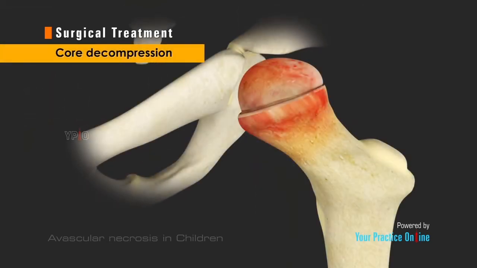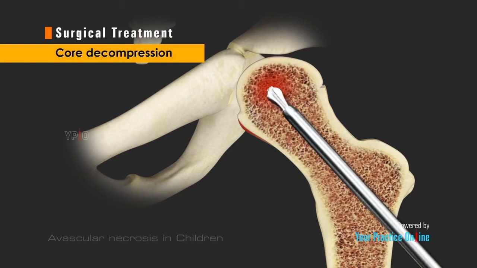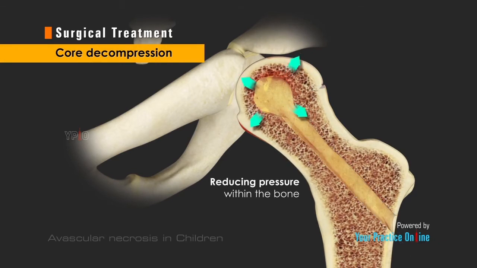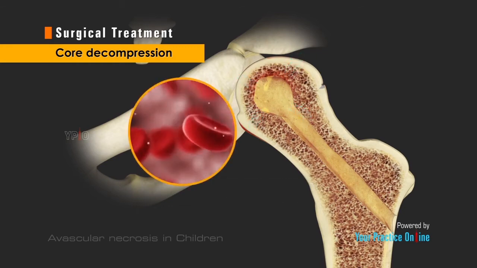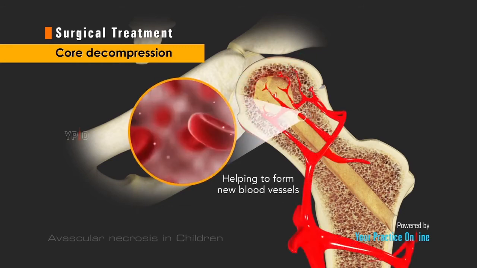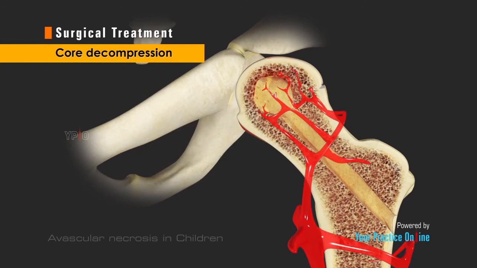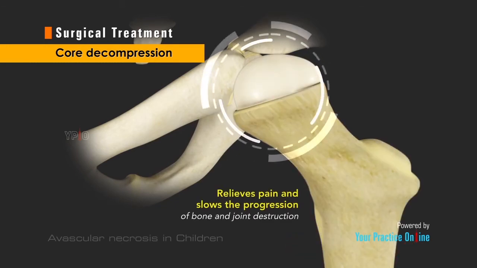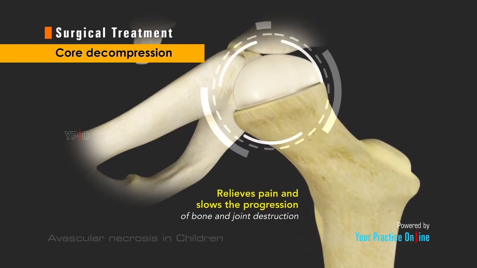Core decompression. In this surgery, the inner part of the bone is removed, thereby reducing pressure within the bone, increasing blood flow, and helping to form new blood vessels. This procedure relieves pain and slows the progression of bone and joint destruction, and is best done in the early stages of AVN.